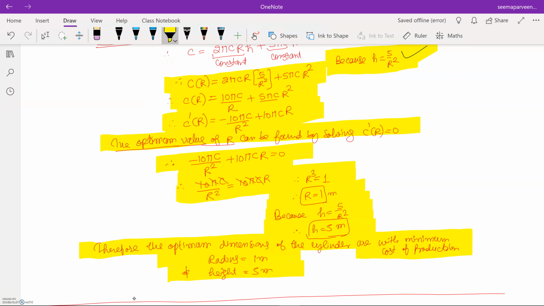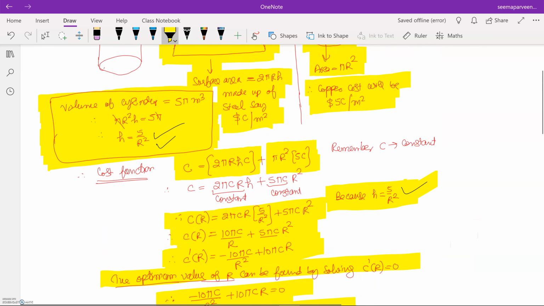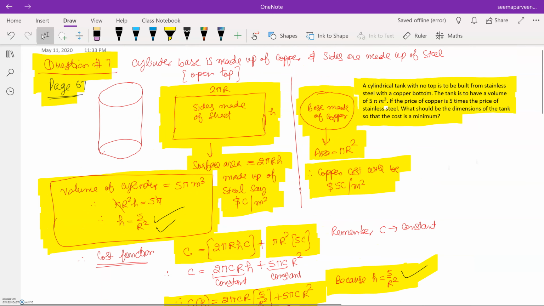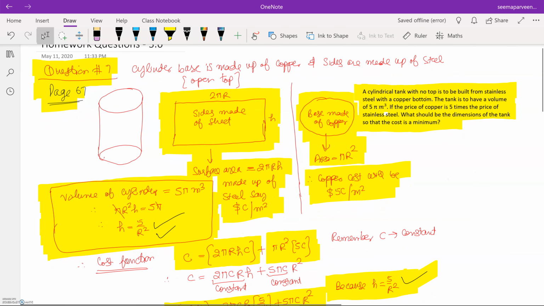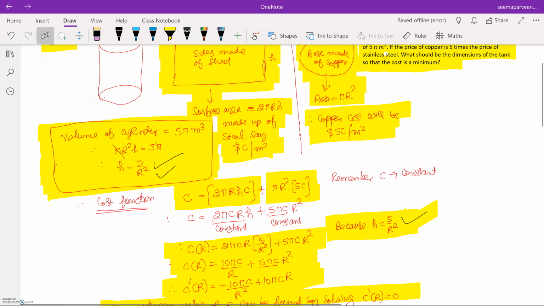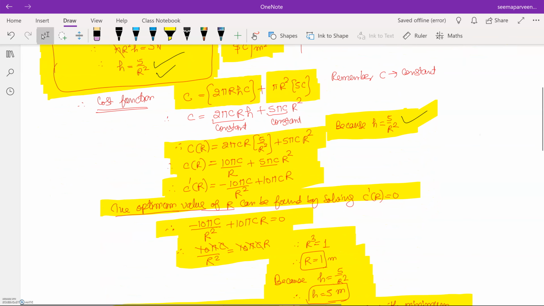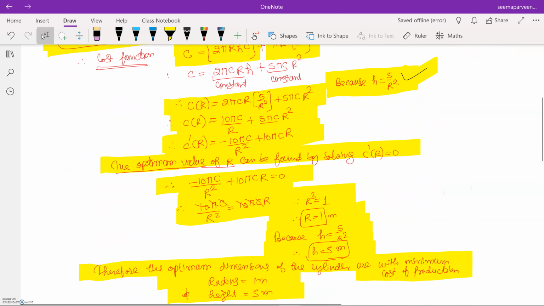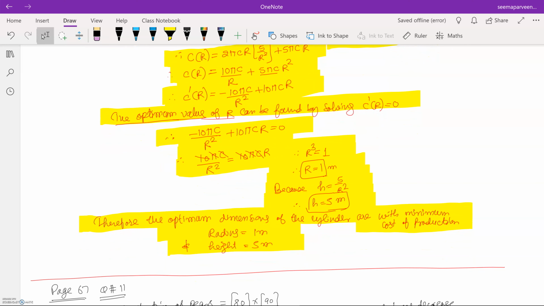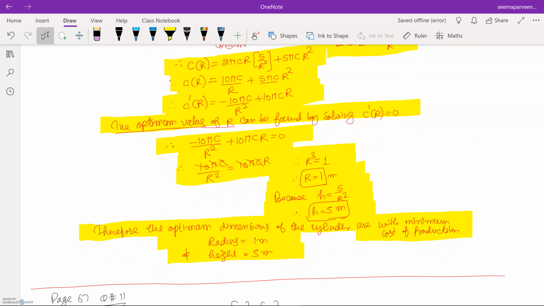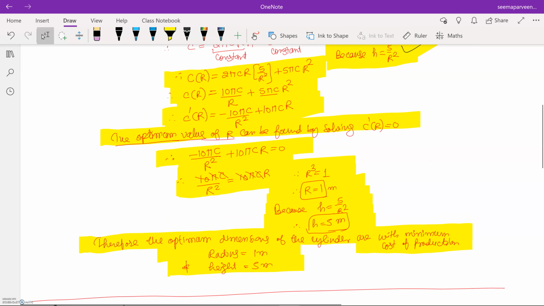Okay, so that's this question, and I'm going to take one more question in my second video, another optimization problem. You can go back here to see how I started, how I came up with the equation, how I eliminated h from the equation, and then I wrote the equation for the cost of this cylinder in terms of radius, and then found the derivative, and we solve for C prime r equal to 0 to find the optimum radius and height.